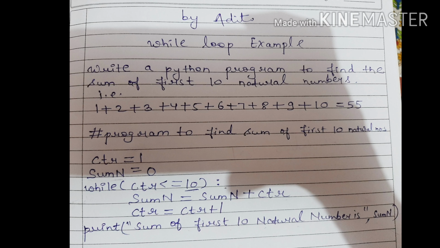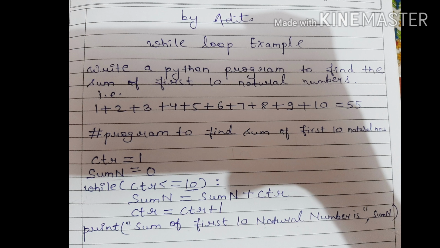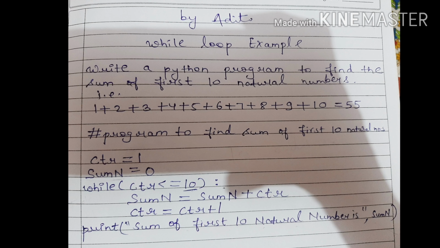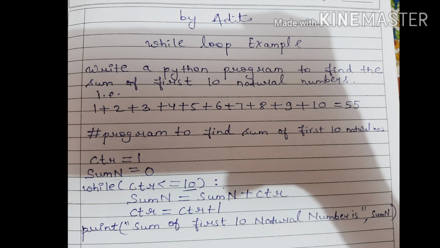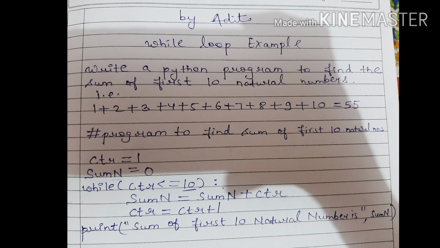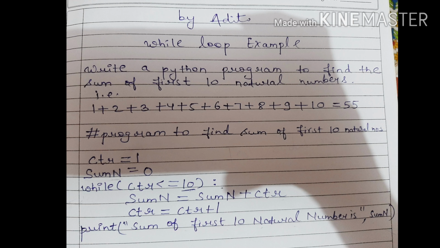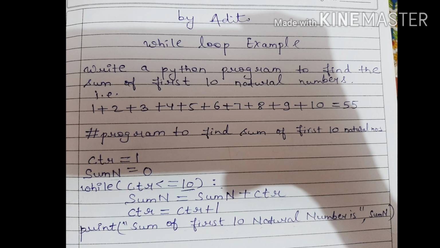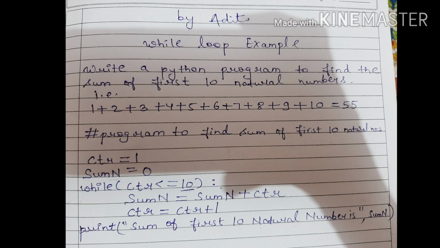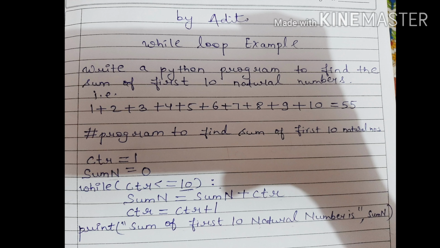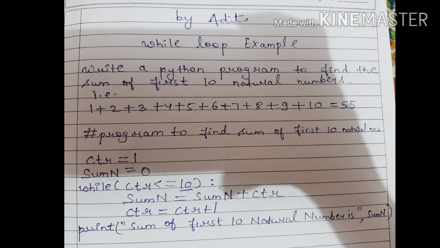Increment the value of ctr again, 3 plus 1, so ctr new value now becomes 4. Check again whether 4 is less than equals to 10 or not. We know that 4 is less than equals to 10 is true. So go again inside the body of the loop, sum n equals to sum n plus ctr. Sum n equals to 6 plus 4. 6 plus 4 is 10. So 10 becomes the new value of sum n. Increment the value of ctr again, 4 plus 1 becomes 5.